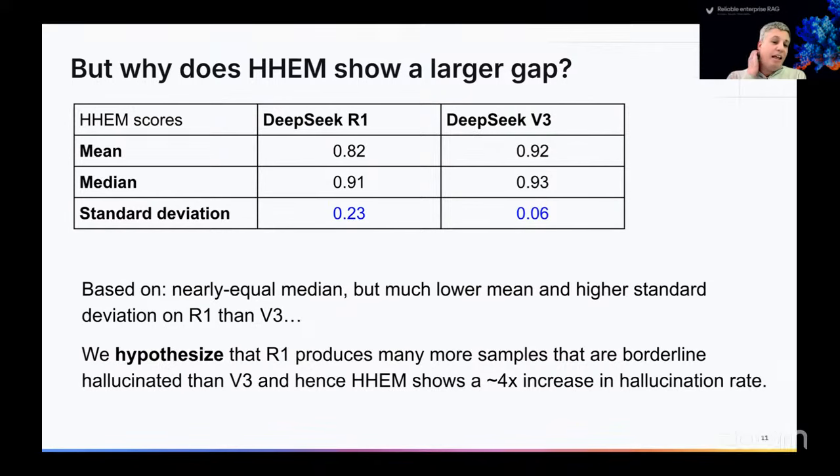And so based on that, the hypothesis we have, which we're still evaluating, is that DeepSeek R1 produces many more samples that are borderline hallucinated, not extremely hallucinated, but just borderline, than V3. And HHEM is able to find those cases more easily, and that's why it increases the hallucination rate so much, whereas the LLM approaches do not.